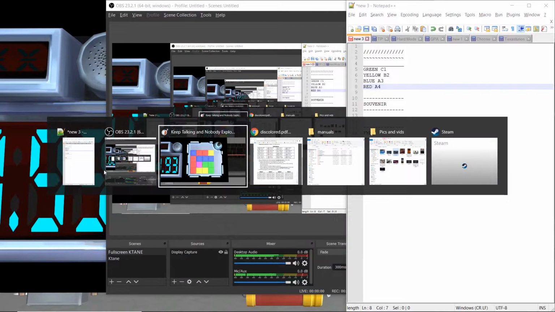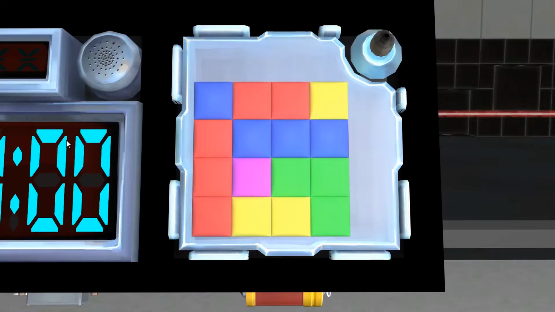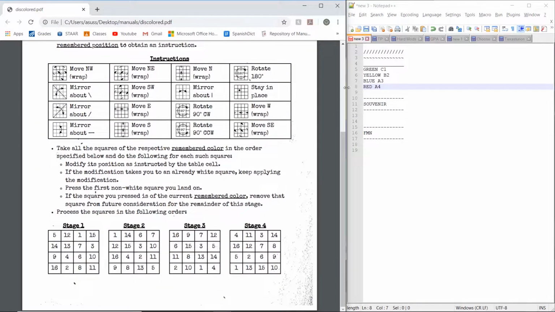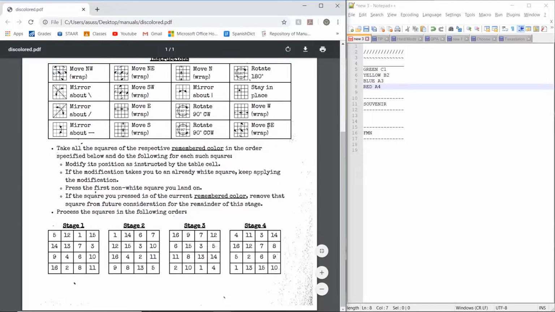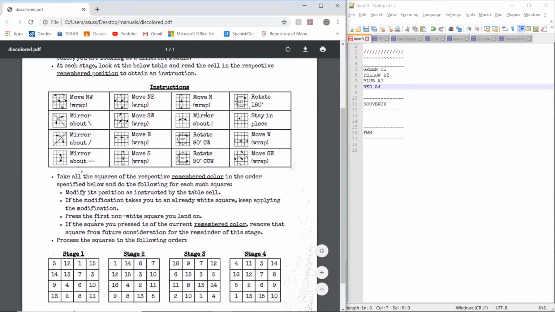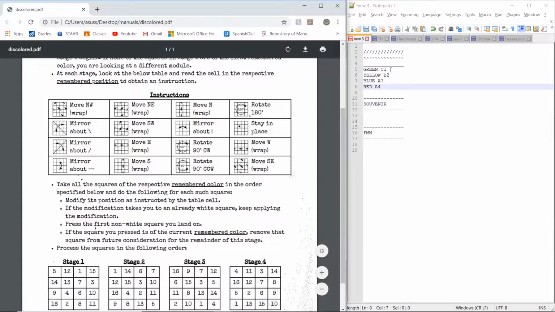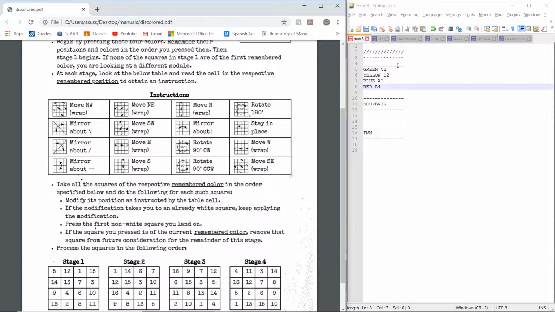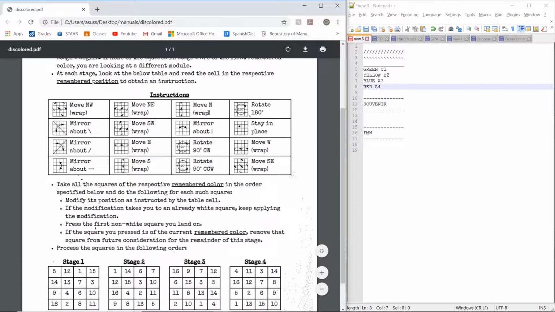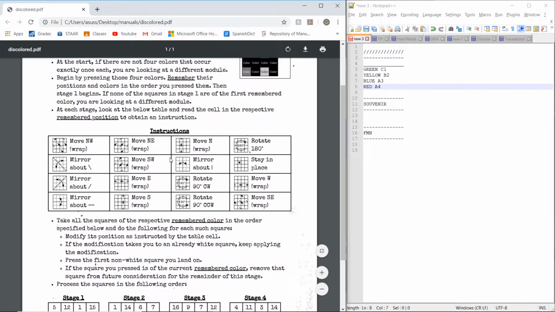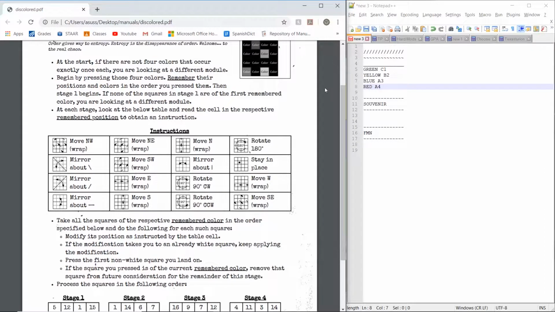Alright. Now, if I can Alt-Tab correctly. So, for each stage, there are four stages in total, we use the corresponding color and its position in the grid to figure out where to press. So, in this big grid above, we find out what our first button press was, in this case, at Charlie 1. So, we're going to move north.